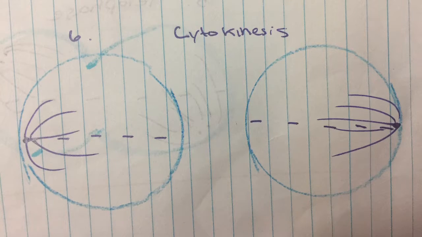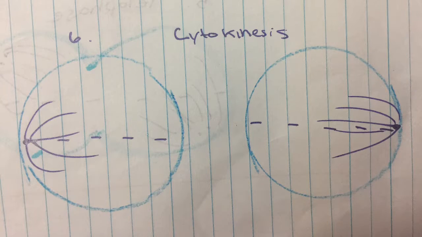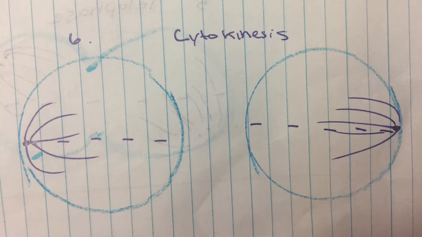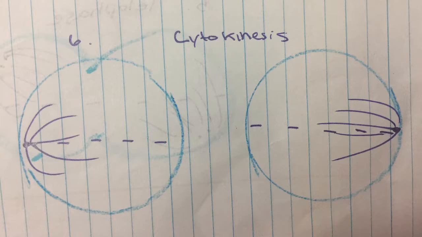Cytokinesis is the final stage where the cytoplasm finally pinches in half, and each daughter cell now has a duplicate set of chromosomes. This whole process probably takes around 24 hours in a human body.